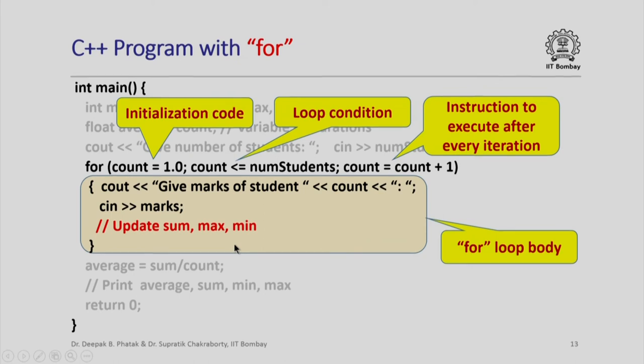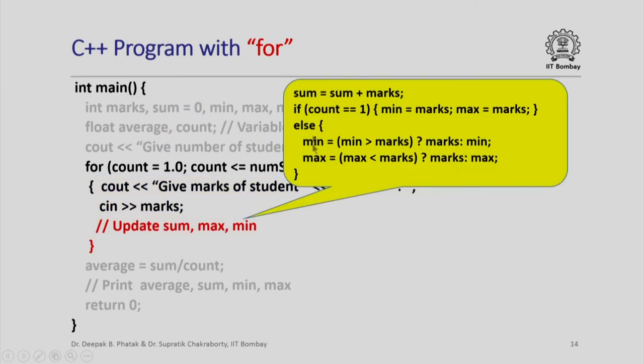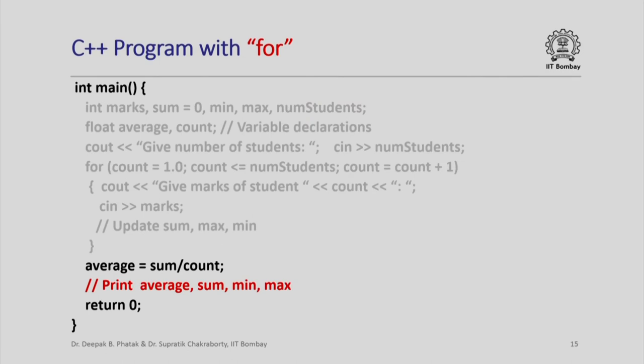Now, how do we update sum, max and min? We have already seen this in an earlier lecture, but let me just flash it again to refresh your memory. Sum is augmented with the marks that is read in, and then if we are reading in the marks of the first student, we update min and max with the value of the marks read in. Otherwise, we use conditional expressions to update the value of min and max. These conditional expressions basically ensure that min is the smallest marks I have seen so far and max is the largest marks I have seen so far.